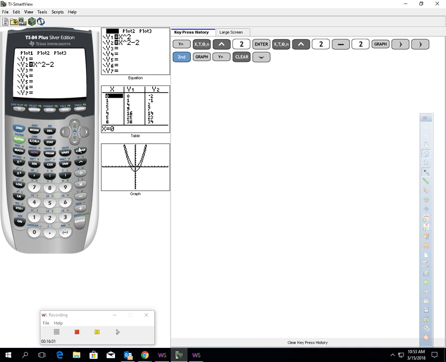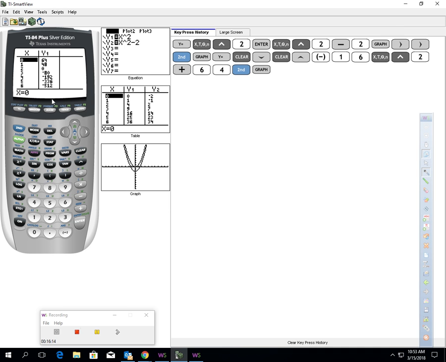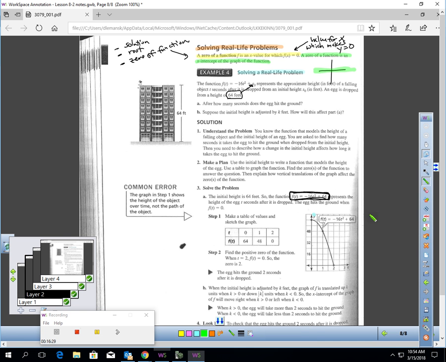I'll clear these other equations out. So negative 16t squared plus 64. Okay, I'm going to make a table. And you notice at 0 seconds, the egg is 64 feet in the air. After 1 second, it's 48 feet in the air. After 2 seconds, it's 0 feet in the air. It means it's hit the ground. So the answer is 2 seconds. And you can see that represented here. Same thing, and the egg hits the ground after 2 seconds.